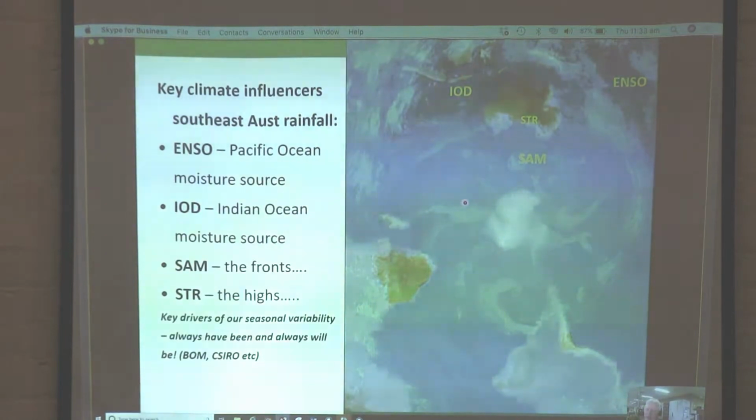So to make rain, we need 2 things. We've got to have a good source of moisture in the atmosphere, and then something's got to make that moisture fall out, otherwise it's just going to be humid.